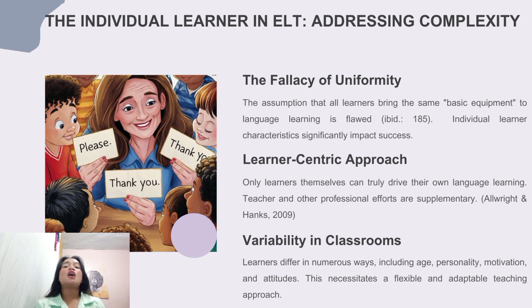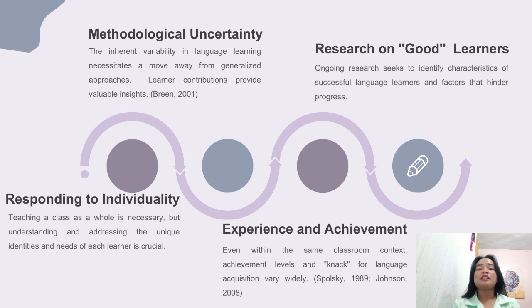Variability in classrooms: learners differ in numerous ways, including age, personality, motivation, and attitudes. This necessitates a flexible and adaptable teaching approach. Methodological uncertainty: the inherent variability in language learning necessitates a move away from generalized approaches. Learner contributions provide valuable insights. Research on good learners, ongoing research, seeks to identify characteristics of successful language learners and factors that hinder progress.